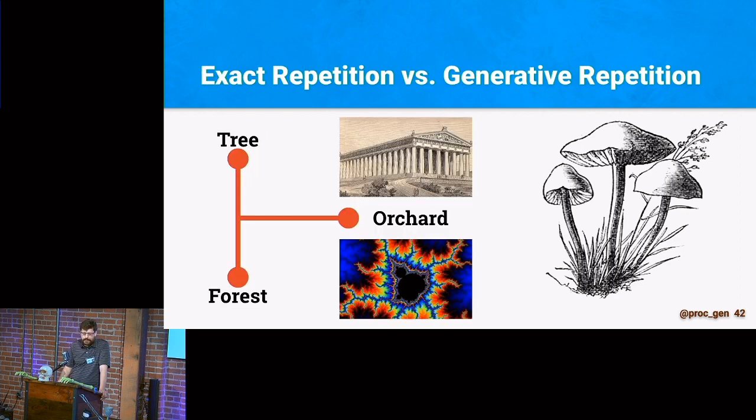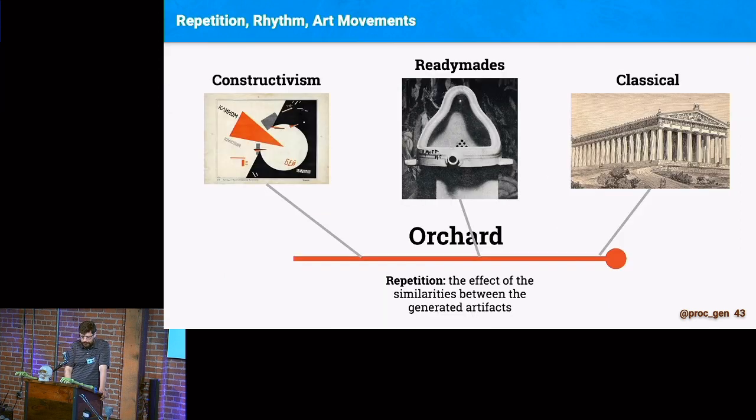And I've been differentiating this from the other axis because it's a question of, is it repeating these columns exactly? Are they exactly identical? Or is it more like a fractal where this part is very similar to the whole, but it's unique in itself? And again, I've been relating these to some different art movements and how they approach the idea of rhythm and repetition.